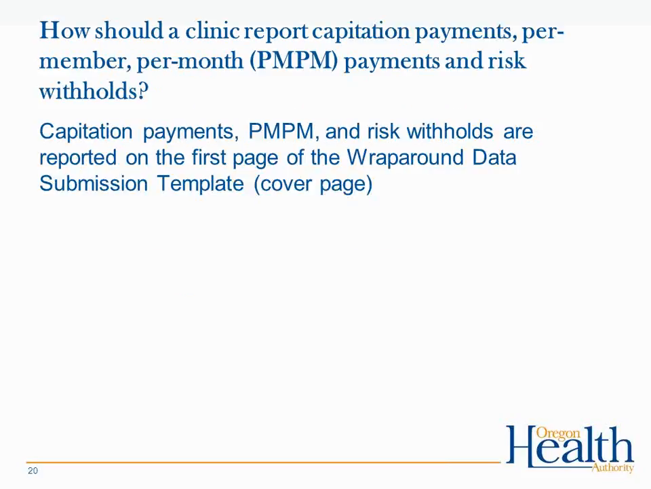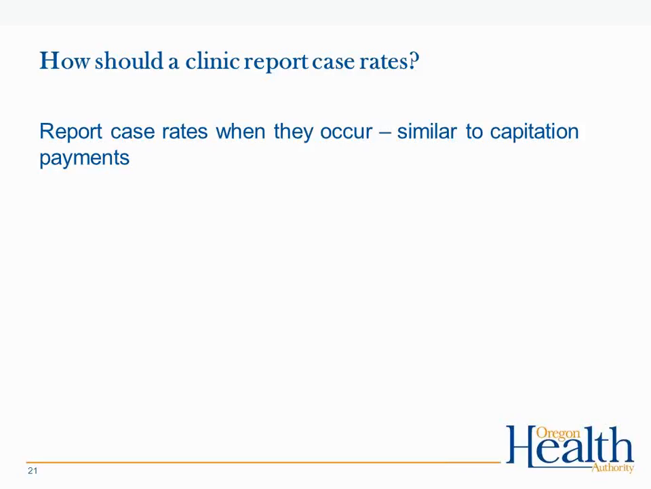How should a clinic report capitation payments, per member per month payments, and risk withholds? So that was on the tab 1, the cover page of your quarterly report. Under received capitation amounts, you would report your capitation payments, your per member per month, and risk withholds. How should a clinic report case rates? You would report these when they occur, and they're similar to capitation payments.